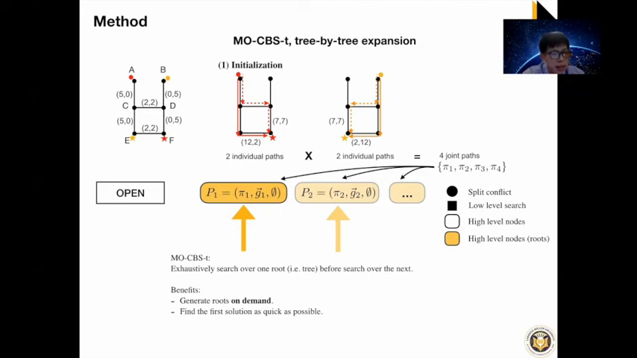As its name suggests, MOCBS-T exhaustively searches over one route, which represents a search tree, before searching over the next tree. By doing so, MOCBS-T can defer the generation of routes until absolutely needed. Additionally, MOCBS-T can also find the first feasible solution as quickly as possible by exhaustively searching over a single tree.